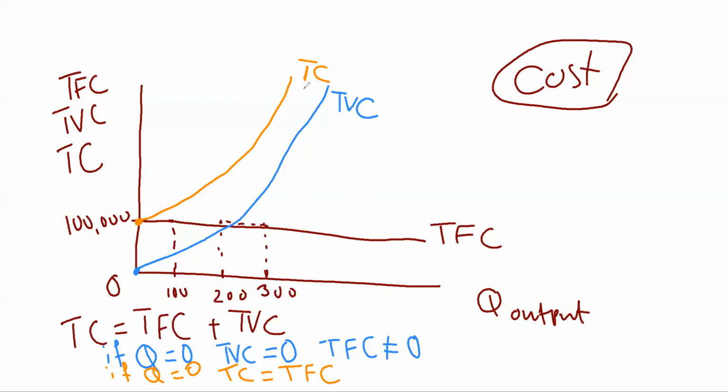The distance between TC and TVC is TFC, and it is fixed. Mine is changing here. So the distance between TC and TVC is total fixed cost. It doesn't change. In my graph it is changing because my graph is not perfect, but it should be fixed, okay? And why is the distance between these two TFC? Rearrange this formula. TC minus TVC is our TFC, right? So the distance between TC and TVC is TFC, total fixed cost.